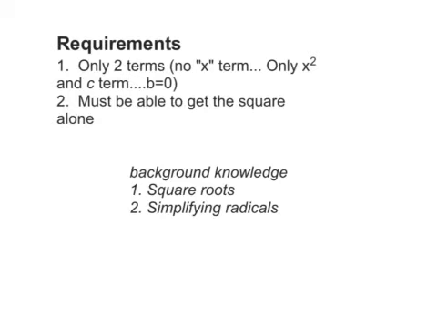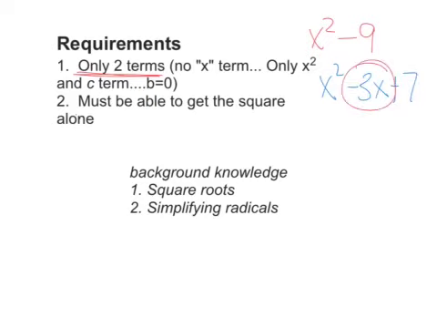The big thing about the square root method is there can be only two terms. What terms are there? There needs to be the terms without the x. So something like x squared minus 9 has an x squared term and just a number. There's no regular x. Something like x squared minus 3x plus 7 would not be able to work because it has three terms. In other words, it has an x term. So we only can have two terms. One of them is an x squared and the other one's just a number, or in other words, just our c term. And then once we can verify that we only have two terms, we have to be able to get that square, whatever's being squared, all by itself.